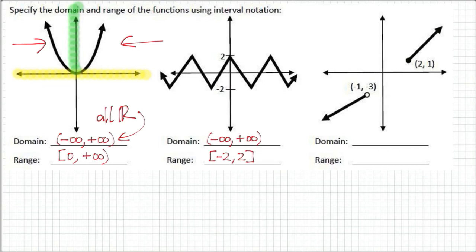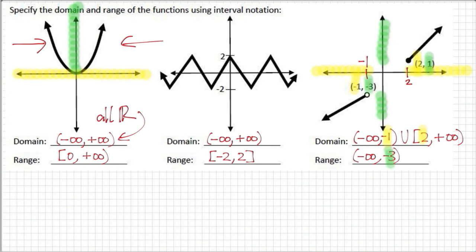Now in this case, I'll just talk about it one more time. Cast a shadow of the graph upon the x-axis. The value right there is 2. The value right there is -1. And so then we have the following. All numbers less than -1, union all numbers greater or equal to 2. And the range is the same way. We cast the shadow upon the y-axis, and then we come up with this.